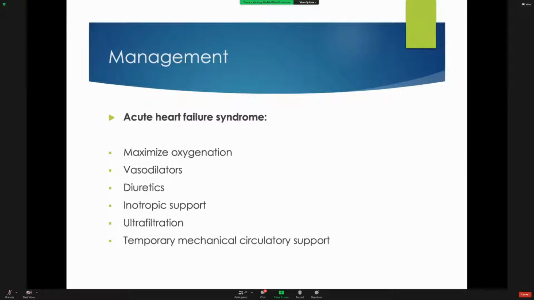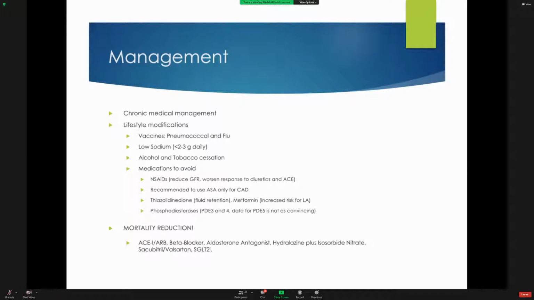So in the management of heart failure, we have acute heart failure management and we have chronic management. In acute heart failure management, we have to maximize the oxygenation. We have to give the patient oxygen or non-invasive ventilation or invasive ventilation, a vasodilator like nitrate, diuretics like loop diuretics, inotropic support, either dobutamine or milrinone, and ultrafiltration, which means fluid removal from the body, because some patients you can't give diuretics because of kidney impairment. And in some patients you might use temporary mechanical circulatory support. That's for the acute management.